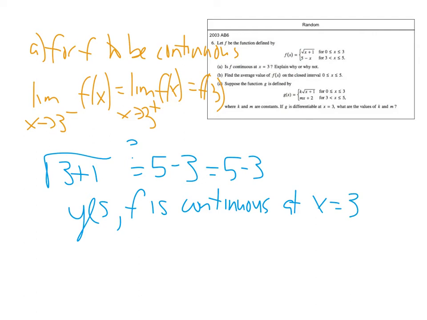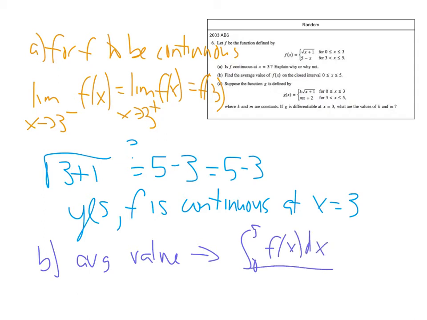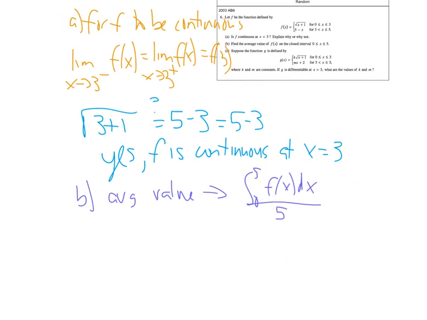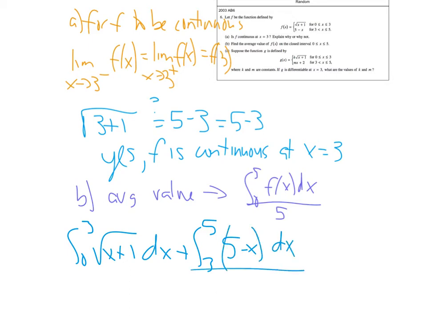Okie dokie. Find the average value of f on the closed interval 0 to 5. So average value will be the integral from 0 to 5 of f of x dx over 5. But I have to break that top piece into 2 pieces. So I need to do the integral of 0 to 3, square root of x plus 1 dx, plus the integral 3 to 5, 5 minus x dx, all over 5.